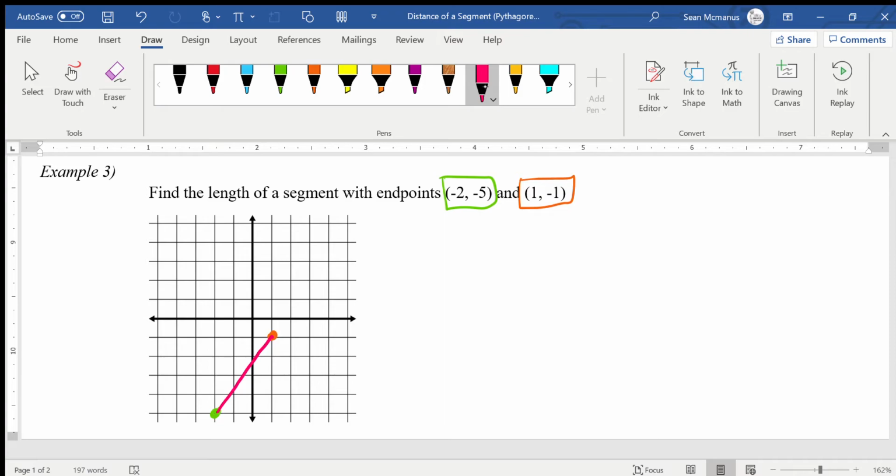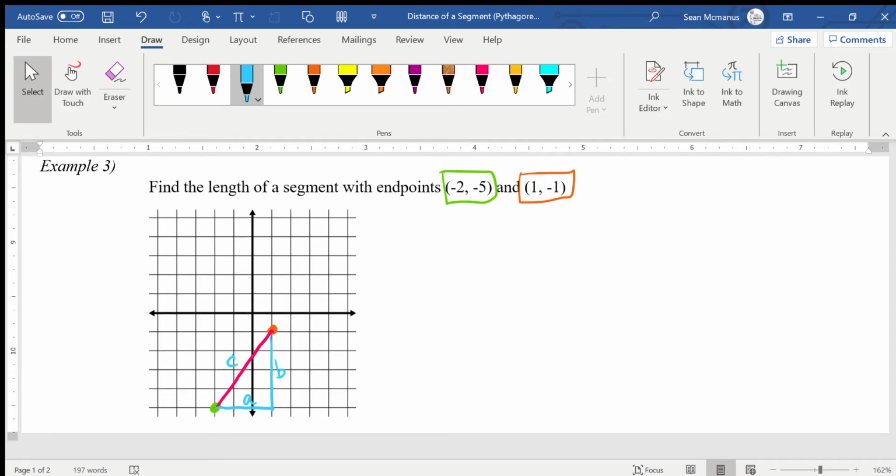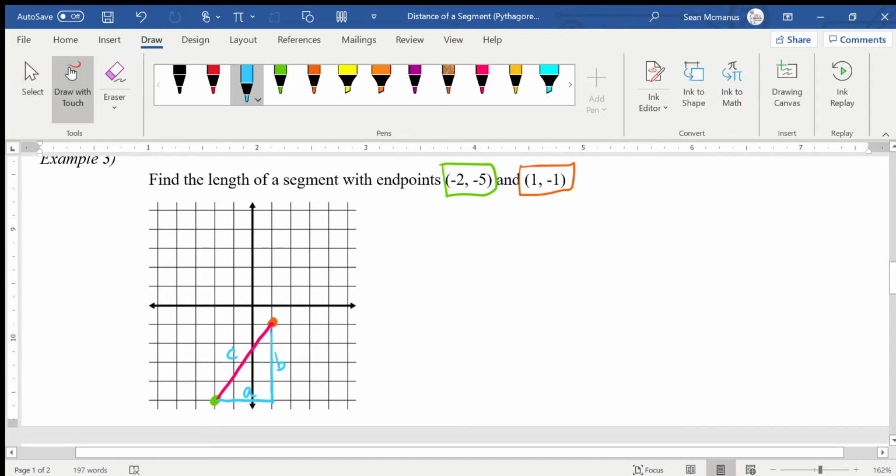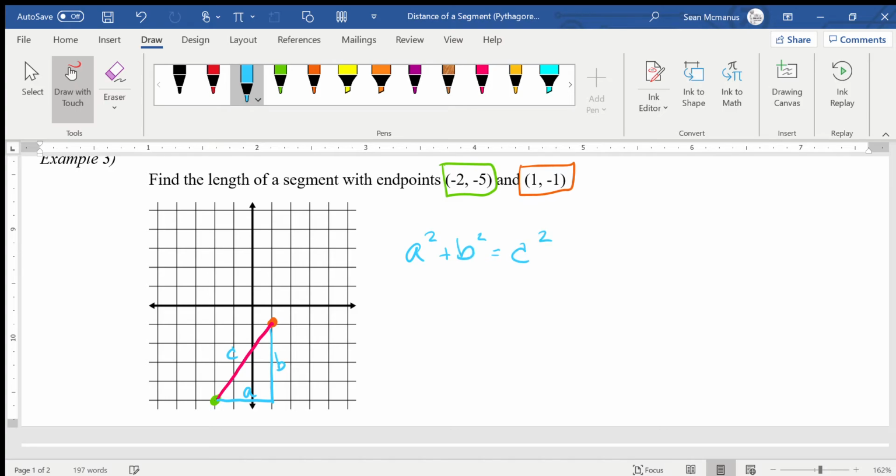I can't count, right? I can't say it's 1, 2, 3, 4 units or something. I don't know because it's not following one of the grid lines, right? So I have to do something a little bit more creative. I'm going to create a triangle like this, right? This side would be A, this side would be B, and this side would be C. So I can use Pythagorean theorem to find out how long C is, because I know A squared plus B squared equals C squared because I created a right triangle.